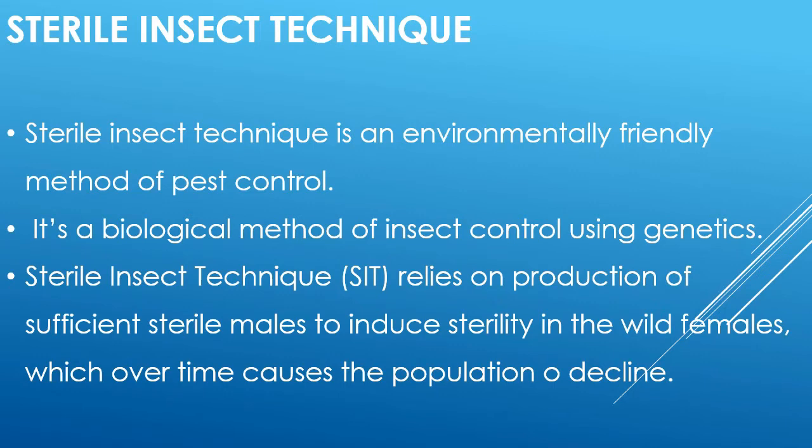It's biological and it uses genetics of the insect. As mentioned here, we're using genetics. It relies on production of sufficient sterile males so that you can induce sterility into the population, which over time leads to a decline in the population of the insects.